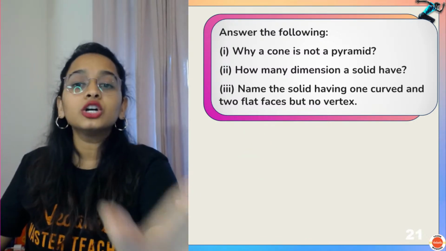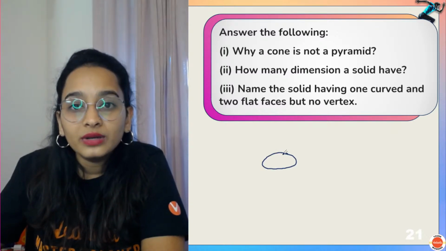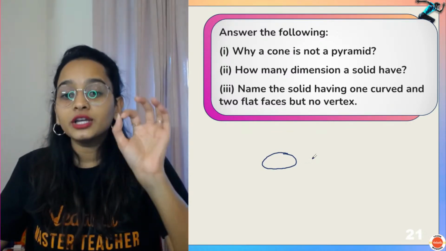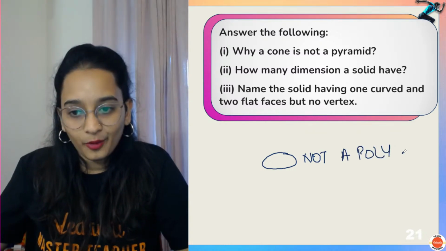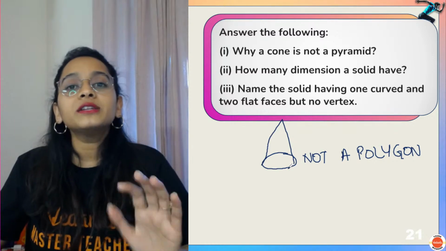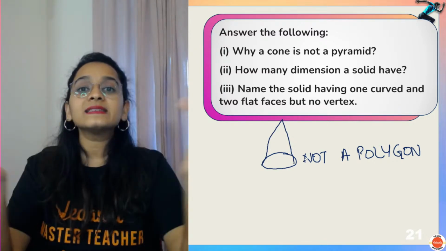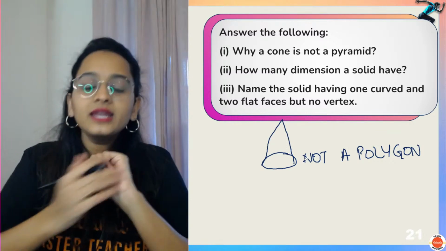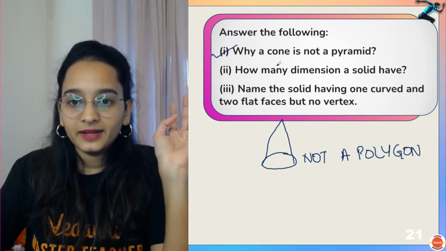Now, why can't a cone be a pyramid? Because the base of the cone is a circle. It is not a polygon. So that's why your cone cannot be a pyramid. Even the surface area is a curved surface area, right? So that's why a cone is not a pyramid.